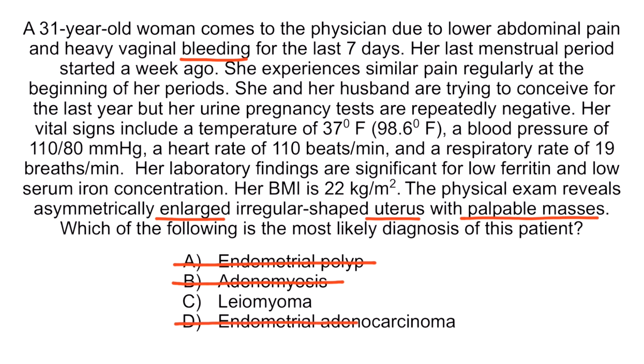Finally, option D, endometrial adenocarcinoma, is wrong because she's a relatively young woman and has a normal BMI. And you really want to start thinking about endometrial adenocarcinoma in a middle-aged obese female. However, if leiomyoma wasn't an option, then option D, endometrial adenocarcinoma, would be the best choice. But again, the correct answer is C, leiomyoma. And that concludes this lecture.